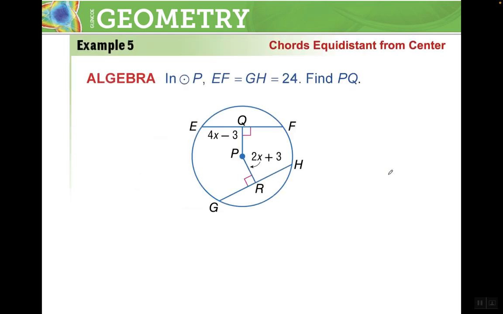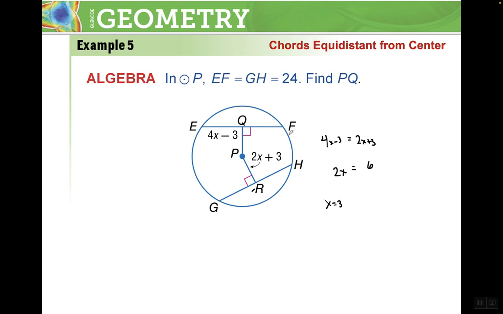So let's apply that. It says in circle P, EF and GH are both 24. We're supposed to find PQ. Well, if EF and GH are 24, that they're equal, then we know that the distances, these perpendicular lines, are going to be equal. So we're just going to set 4x minus 3 equal to 2x plus 3. I'm going to add 3 and get 6, subtract 2x and get 2x, and then I get x equals 3.